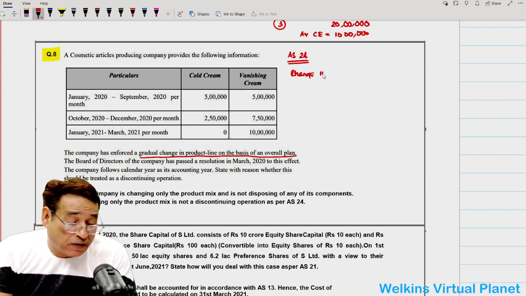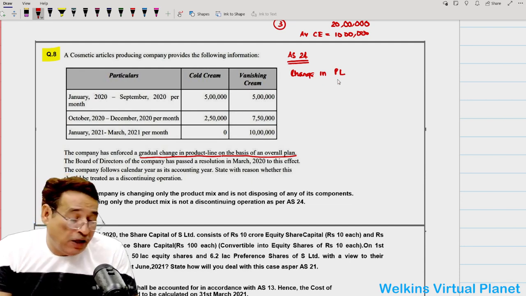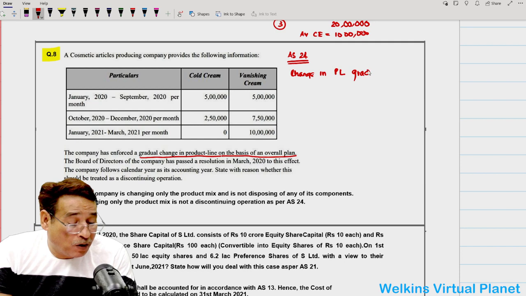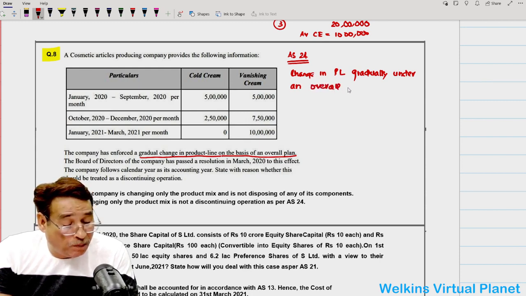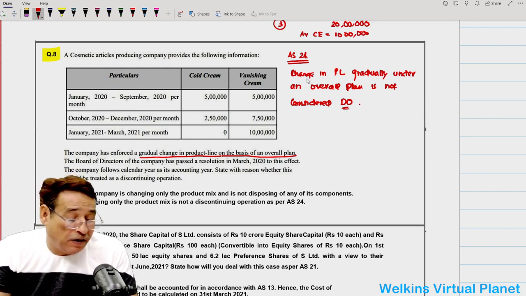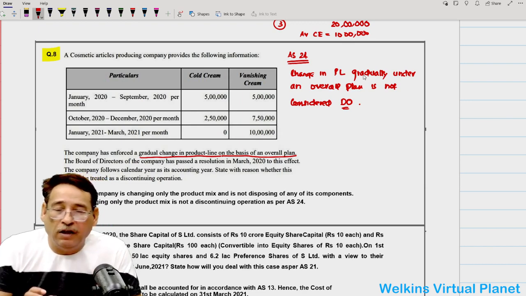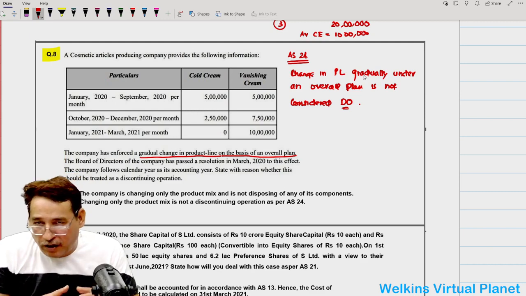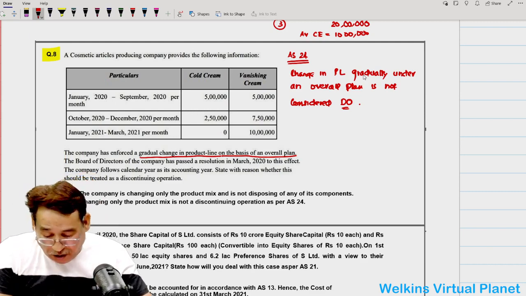And second, you need to write change in product mix, or change in product line. Better you write gradual change in product line, correct? So change in product line gradually under an overall plan is not considered as a discontinued operation. So it will not be considered as a discontinued operation. That is the reason. The reason you have provided is that it is mere shifting of product line from one particular line to the other, and we are shifting gradually under an overall plan. So it cannot be termed as a discontinued operation.